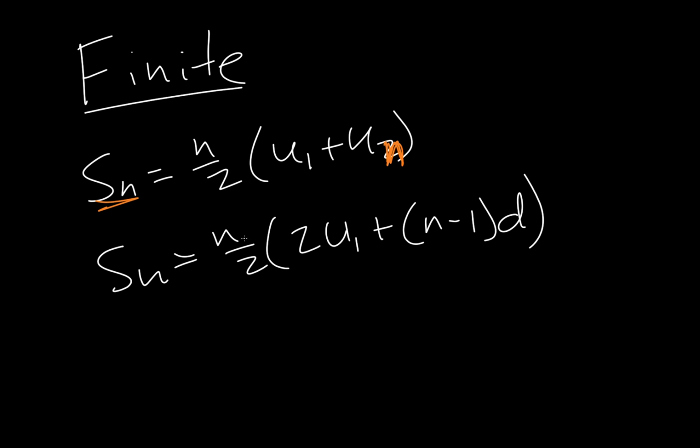Down here, similar. We talked about this n, Sn. U1 is the first term, n is the number of the term that you're going to. D is going to be the common difference.